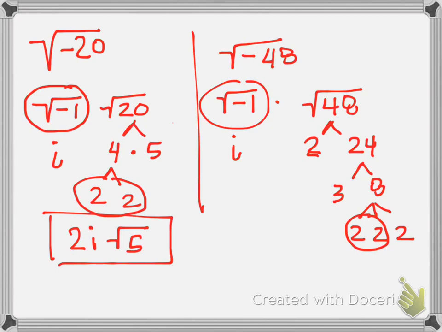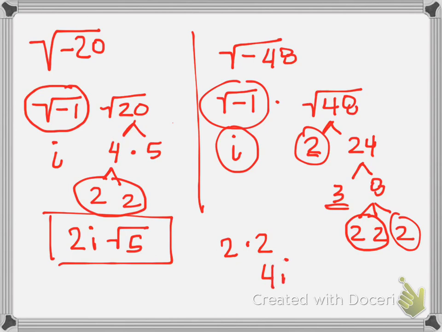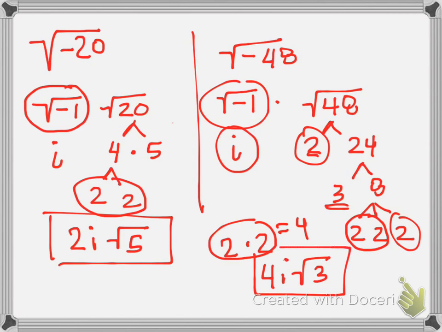So this is a pair. So one 2 comes out. This is a pair. Another 2 comes out. This 3 doesn't have a pair, so it has to stay in. And the i comes out. So we're left with 4i square root 3. This is where I got the 4. Square root 3 had to stay in. Simplifying imaginary numbers. There you go. That's it.